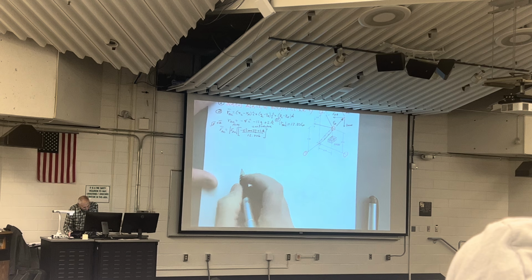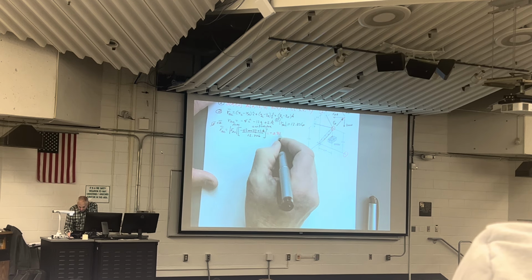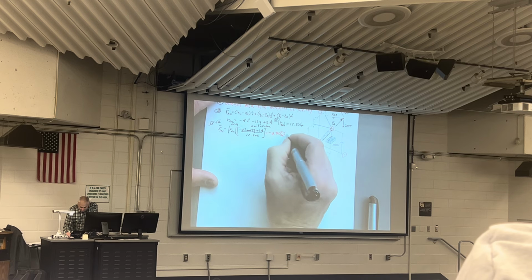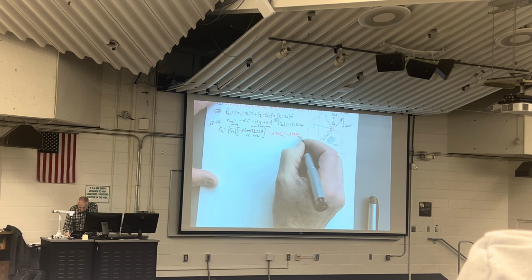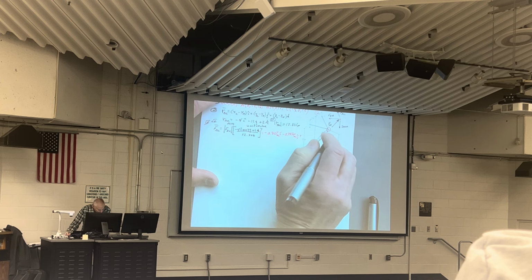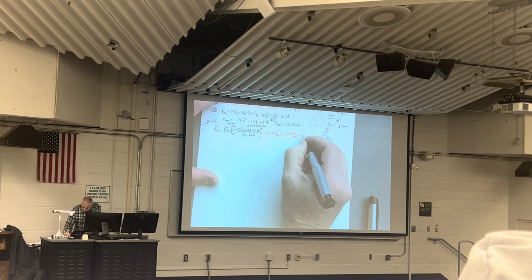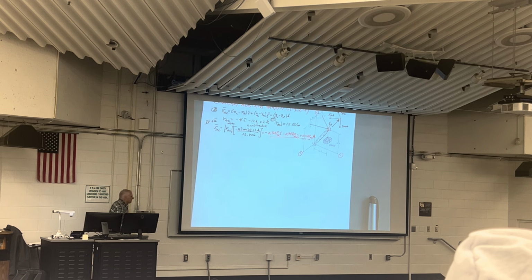This is going to give me minus 0.312 FACI minus 0.937 FACJ plus 0.156 FACK. There's FAC in terms of IJK.